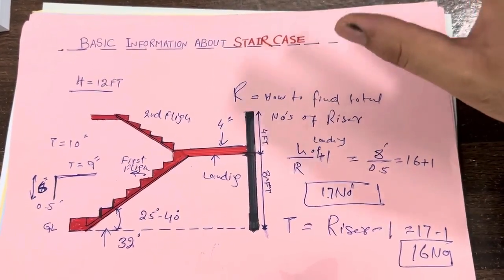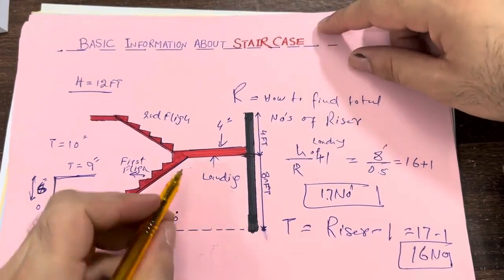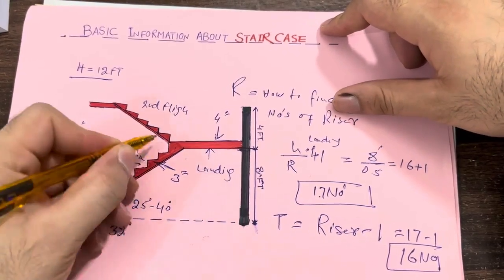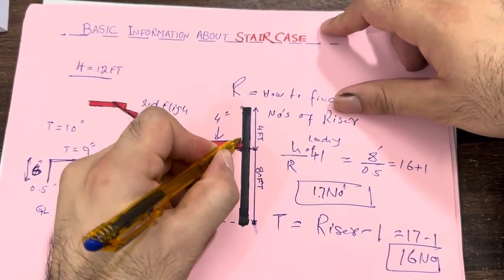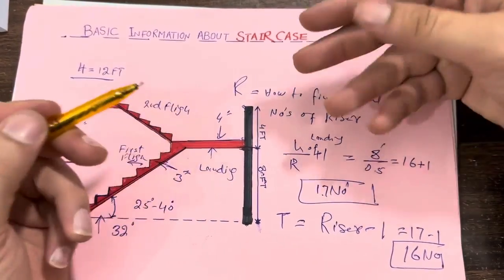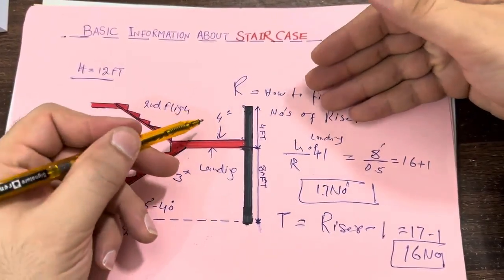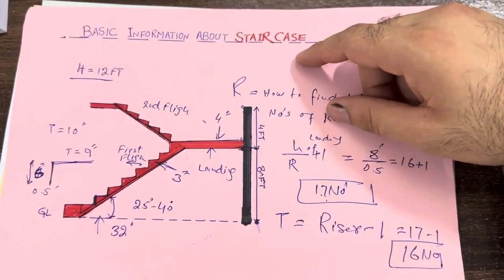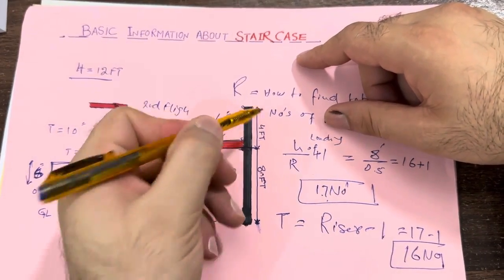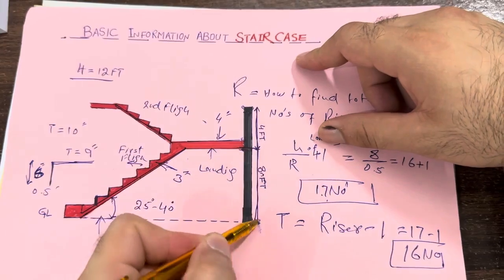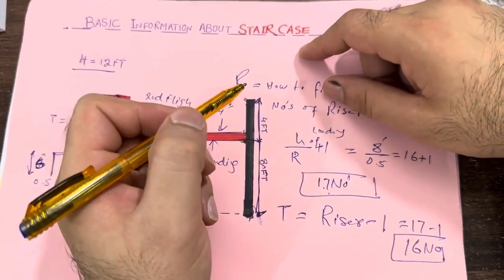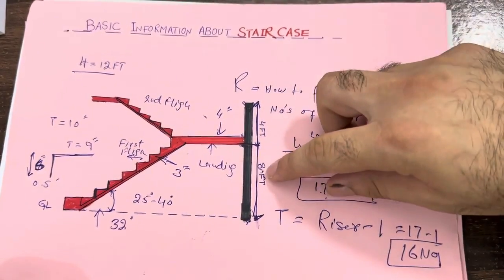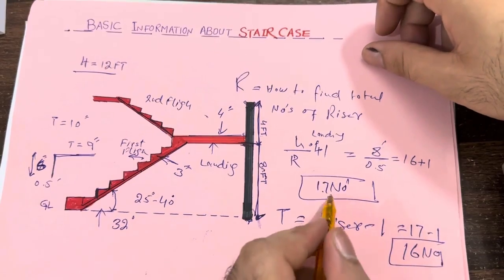Next, guys, this is very important for you to know about the waist. The waist thickness should not be less than 3 inches. For the other flight, you can find it the same way because this is 4 feet. So 4 feet divided by 6 inches, or 0.5 feet, gives 8 more. So 8 plus 17, about 25 risers. So for a height of 12 feet we require 25 risers, because of the 8 feet, plus 1 we have here.